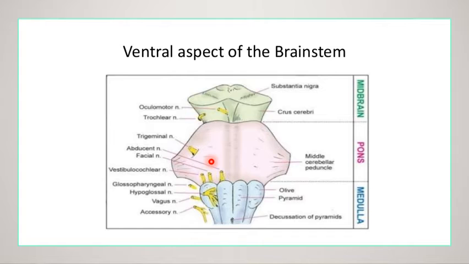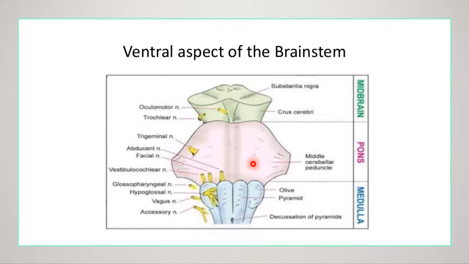And the other things that you can see here, you can see this particular nerve, students. This is the trigeminal nerve. After the trigeminal nerve, this is the abducent. This is the facial nerve. This is the vestibulocochlear nerve. So all these nerves originate from the pons. Okay, so till here it is clear to you all.